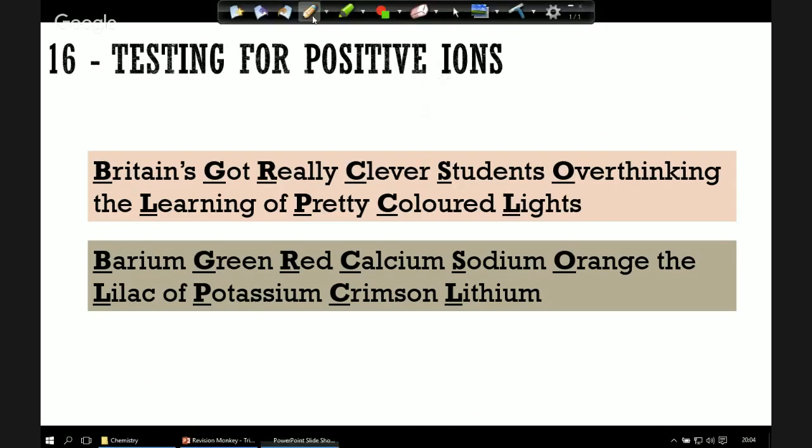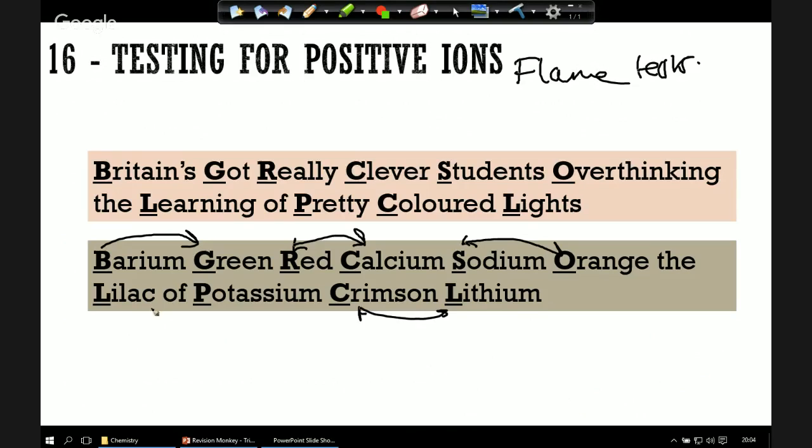flame tests. Now, there's no real easy way to work out flame tests. Okay, there's one that might help you remember. It kind of just groups the metal with the colour, but they're not always in the right order. Okay, there's not many good ones online to help you remember. Britain's got really clever students overthinking the learning of pretty coloured lights.